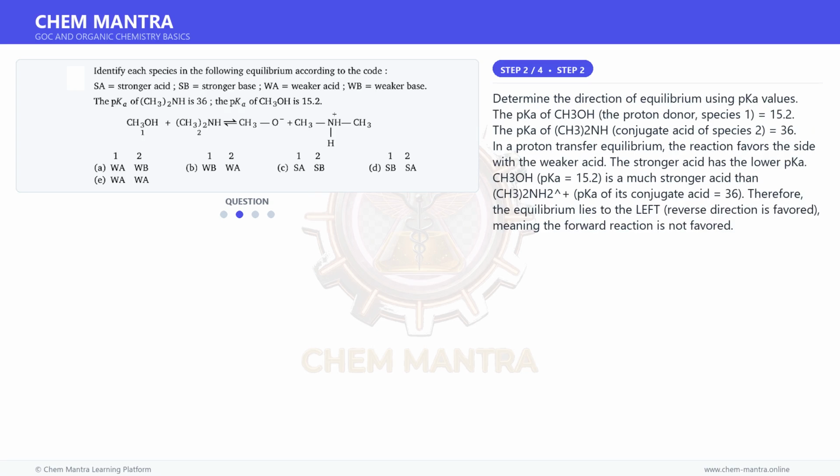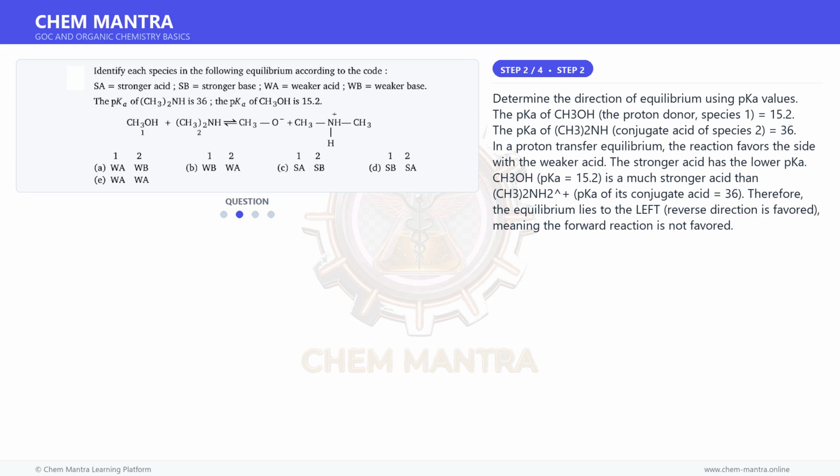Determine the direction of equilibrium using pKa values. The pKa of CH3OH, the proton donor, species 1, is equal to 15.2. The pKa of CH3NH2, conjugate acid of species 2, is equal to 36. In a proton transfer equilibrium, the reaction favors the side with the weaker acid. The stronger acid has the lower pKa.